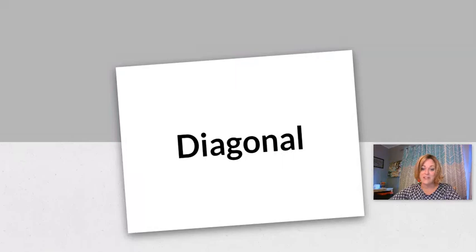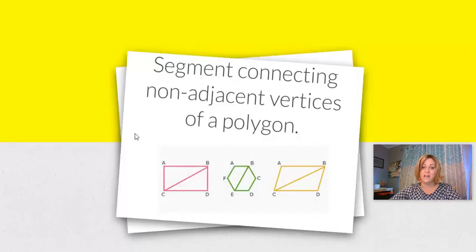Diagonals. Diagonals in any polygon are connecting non-adjacent vertices. So from C, I can't go from C to A because that's adjacent. That's like one right after the other. So you go to non-adjacent, not right next to each other. In this hexagon, I could go from E to A because those are not adjacent. I could go from E to C. Those are not adjacent. So that would work as well.